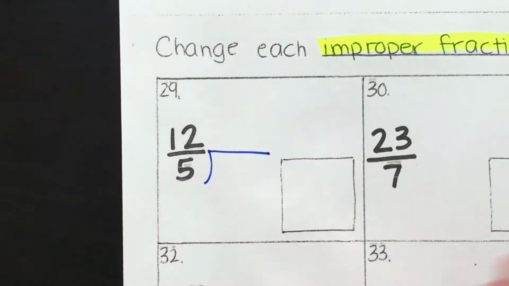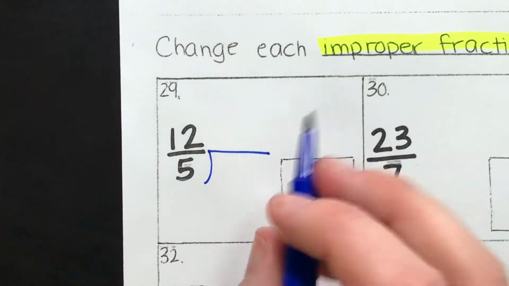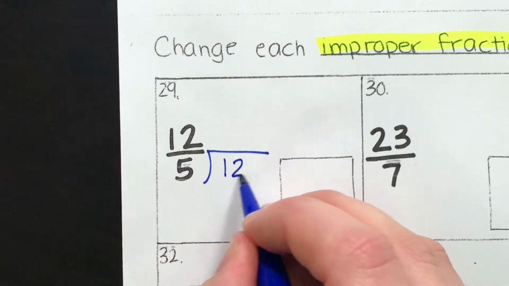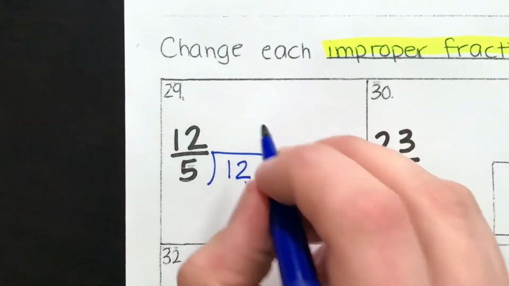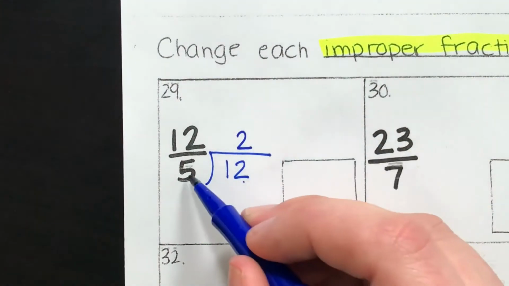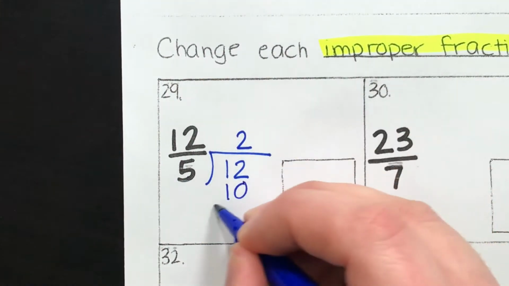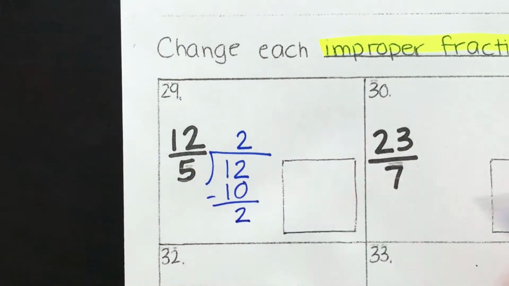So we need to draw our division bracket here, division bar, and put that numerator inside. Now do some simple division. 5 goes into 12 how many times? Well, twice. 5 times 2 is 10. We subtract, and we get 2 as our remainder.